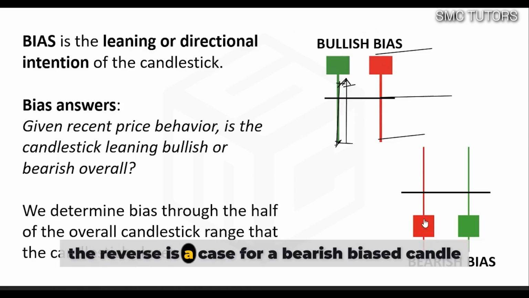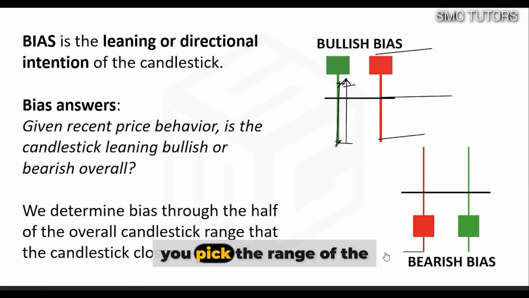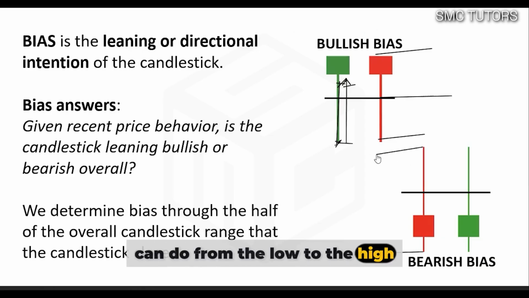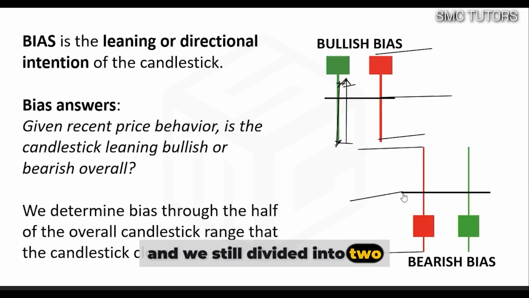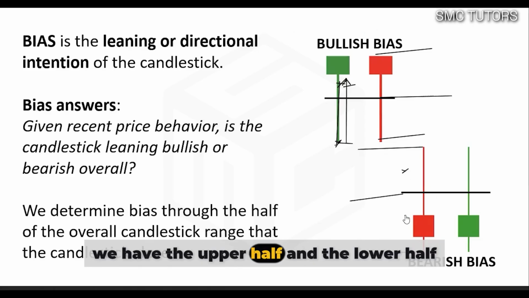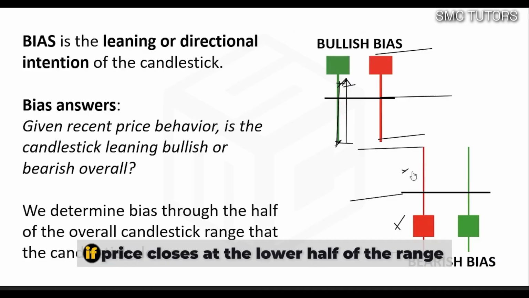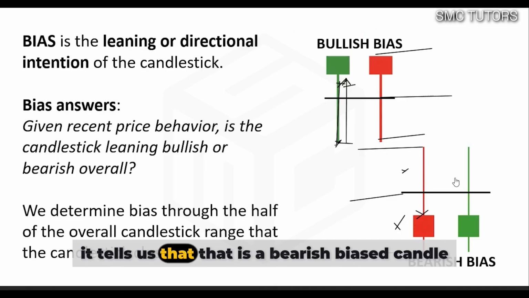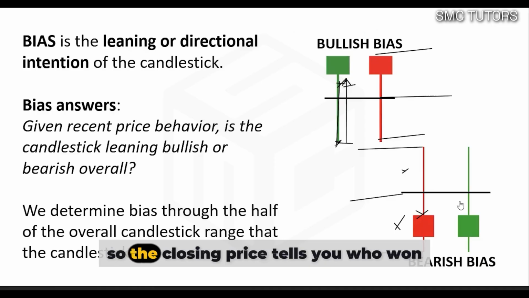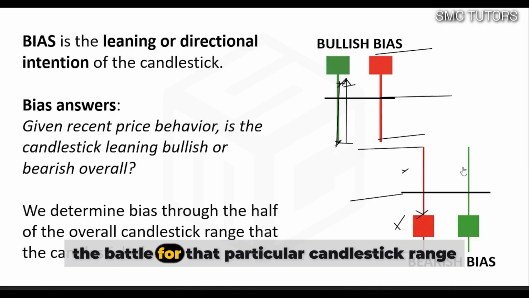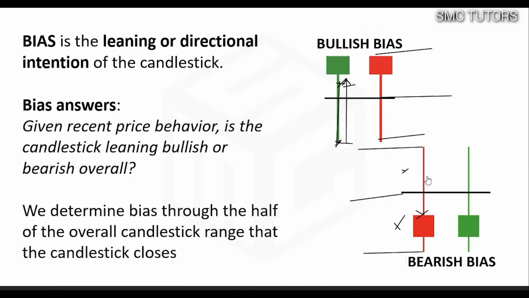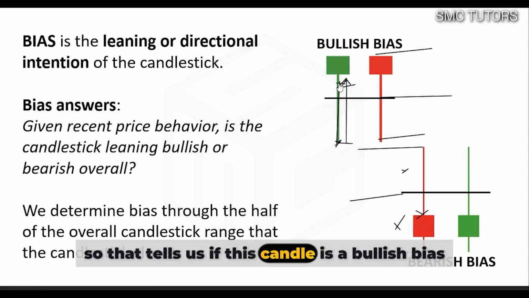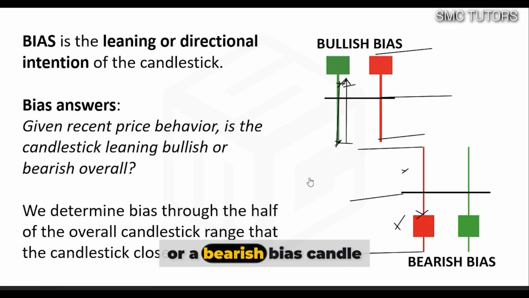The reverse is the case for a bearish bias candle. You pick the range of the candle from the low to the high, and we still divide it into two, the upper half and the lower half. If price closes in the lower half of the range, that is a bearish biased candle. So the closing price tells you who won the battle for that particular candlestick range, and that tells us whether this candle is a bullish bias or a bearish bias candle.